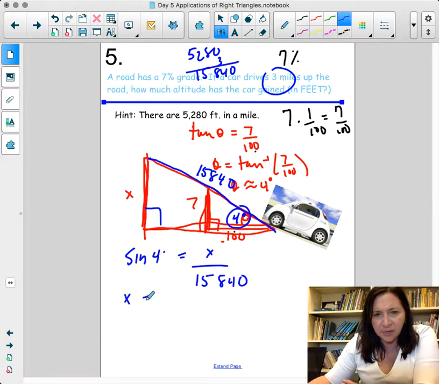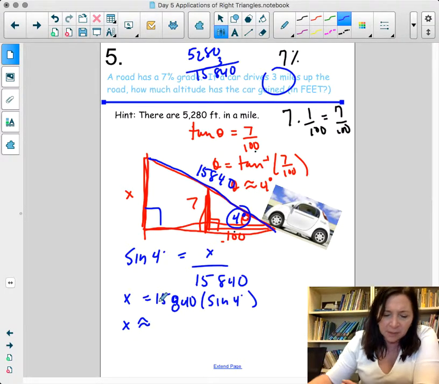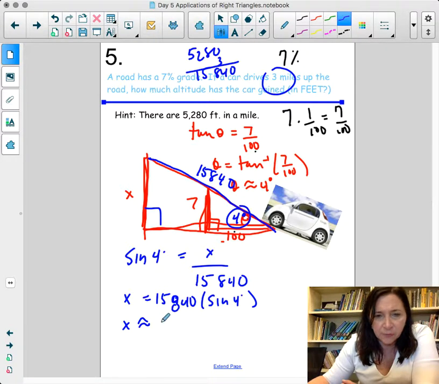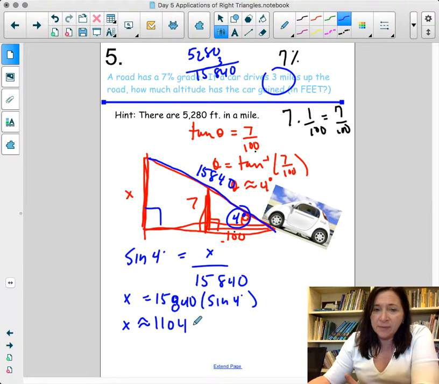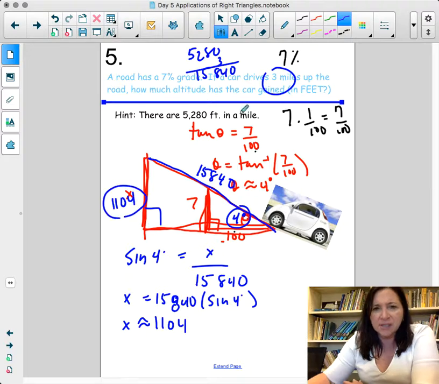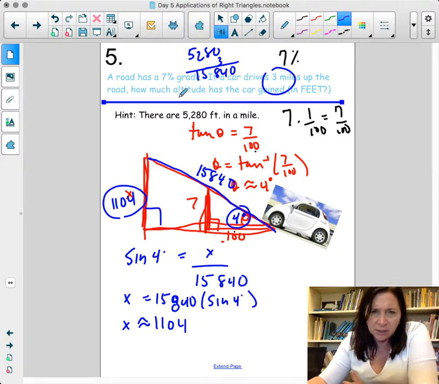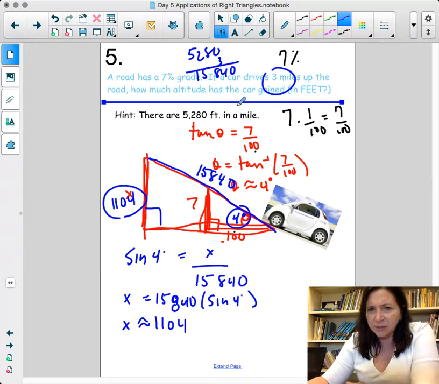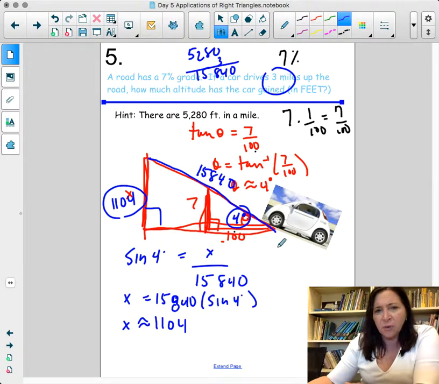I'm going to cross multiply. I'm going to get x equals 15,840 times sine of 4 degrees. So x is approximately 1104. So 1104 feet up. But if this is the value here, 1104, the question said not what's the altitude, it said how much has the altitude gained.